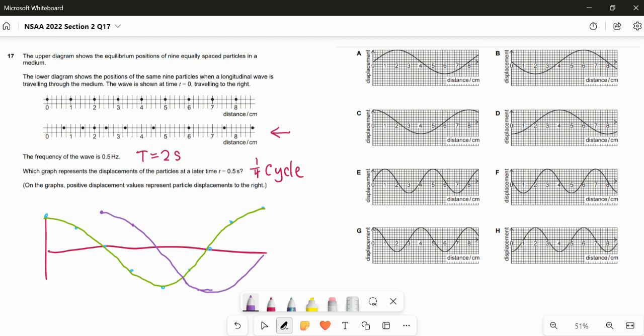Well, clearly, if we translate a cosine wave to the right, we do just get a sine wave. So if we translate by a quarter cycle. If you remember, the wavelength of the wave was about 8 centimeters, so we need to look at something that matches this. This must be answer A.